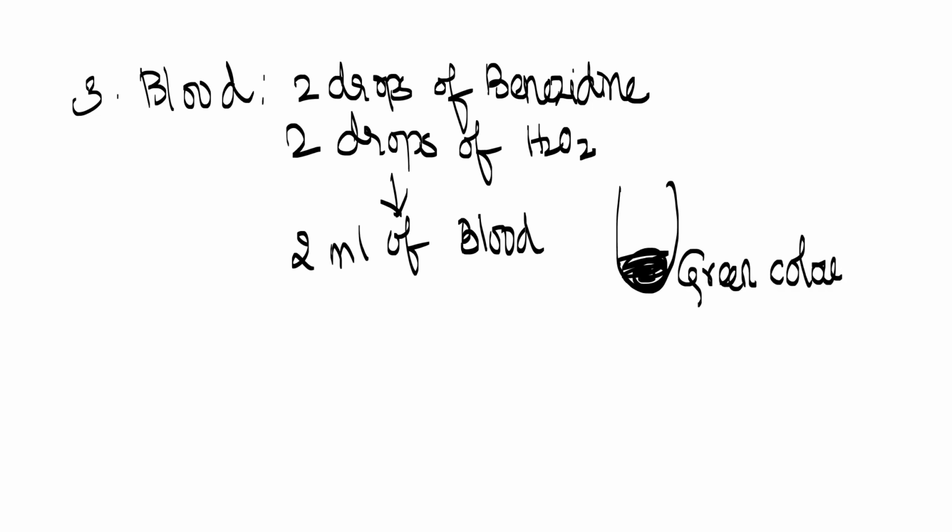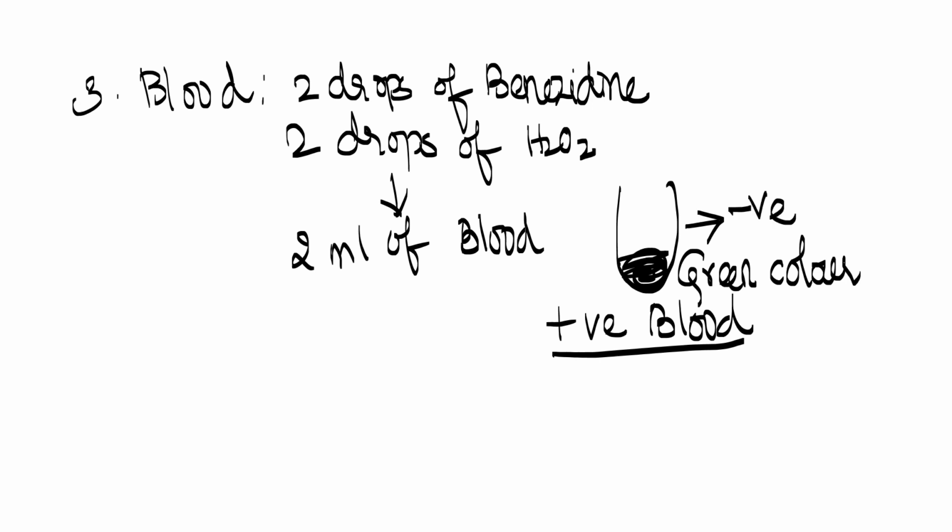So that shows the presence of blood in the urine. If you don't get any green color and it retains the urine color, then it shows negative. That means absence of blood in the urine. So this is the third test you have to do. And coming to the fourth test, protein.